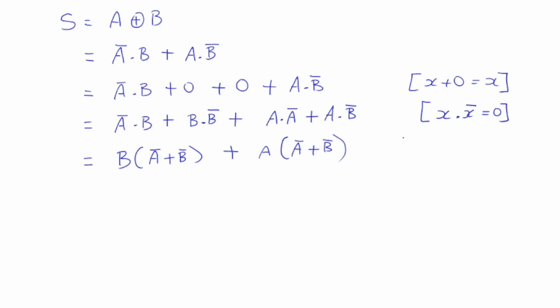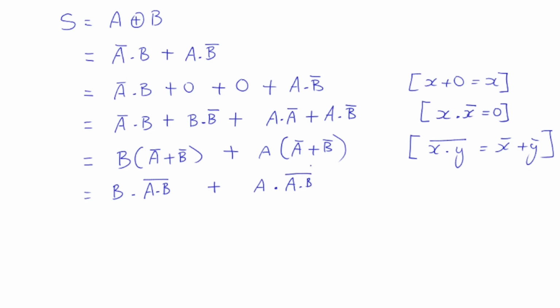Now recall that according to De Morgan's theorem, (x dot y) complement is same as x complement plus y complement. So if you notice the RHS over here, x complement plus y complement, the form is same, A complement plus B complement. So here instead of A complement plus B complement, we can say (A dot B) whole complement, and similarly instead of this A complement plus B complement, we can say (A dot B) whole complement.